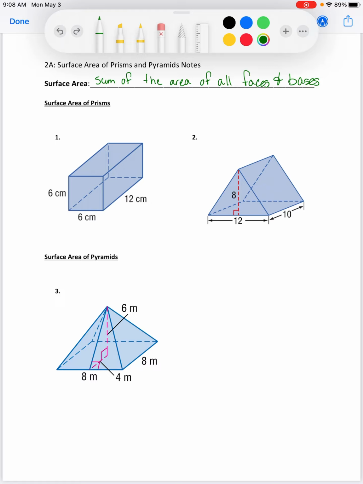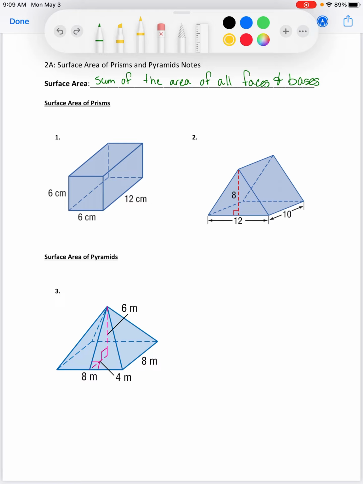So what this is going to look like on a prism is as follows. First things first, I like to go in and identify what all my faces are, and then I just go in and check them off one by one.